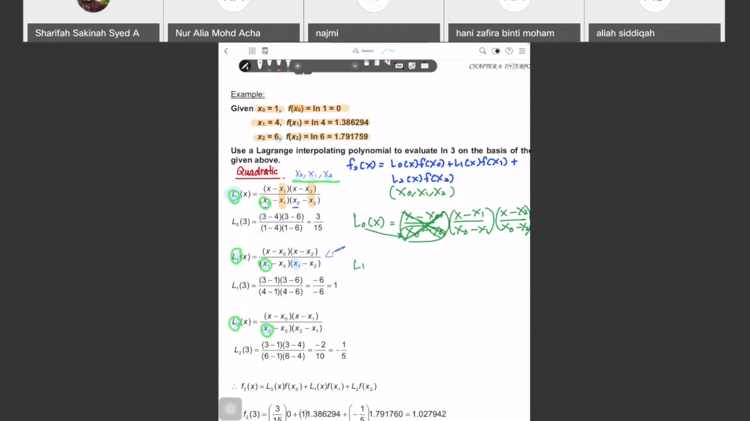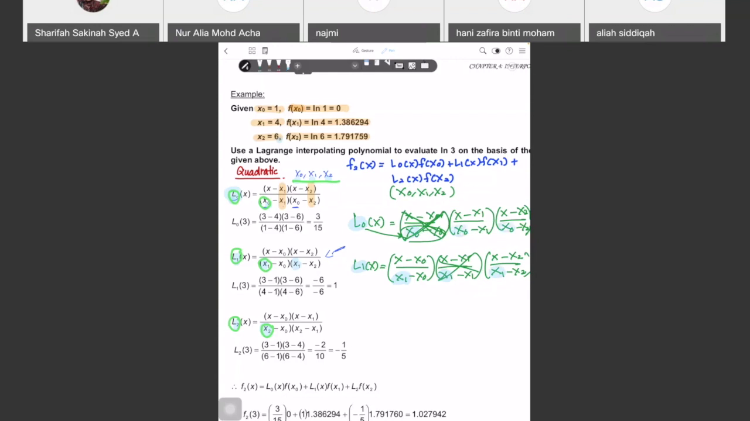Same goes for L1. You start with x1 as a denominator, x minus x0, starting from 0. Continue x1 minus x1. Okay, you see something wrong, later you will cancel it. Then x minus x2, and then you have 1. So this one cancels. If you look here, we use L1, x1, x1, x1, and L0, x0, x0, x0.